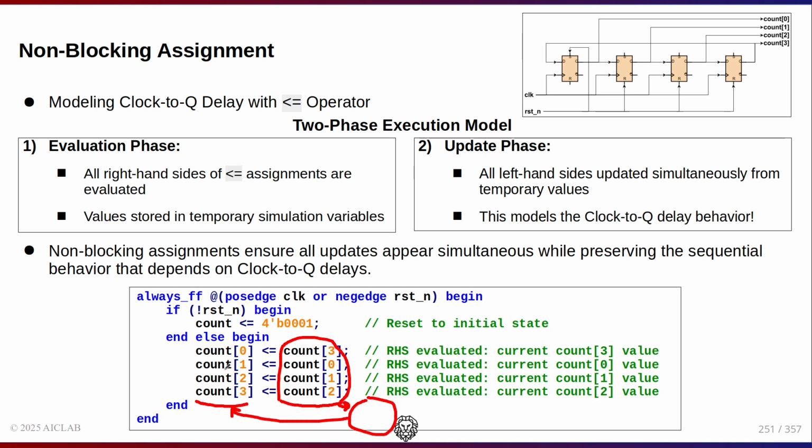In this example, count 0, count 1, count 2, and count 3 are updated immediately, and they get the previous value of count 3, count 0, 1, and 2. By using the non-blocking assignment, we can model the clock to queue delay in SystemVerilog. So, by using the arrow assignment, we can implement this circuit correctly in RTL code.